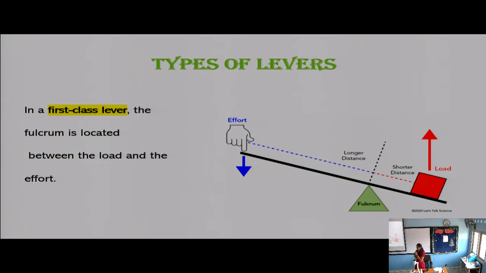And a lever has 3 types. The first type is first class lever. Second is second class lever. Third type is third class lever. So how many types of levers are there? 3 types. What are they?